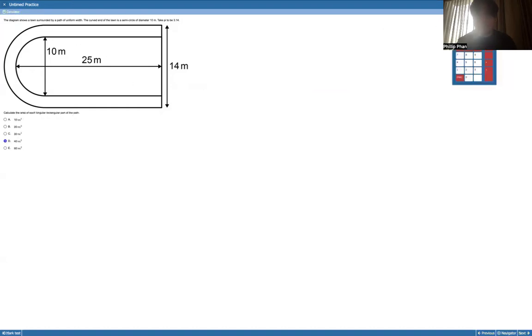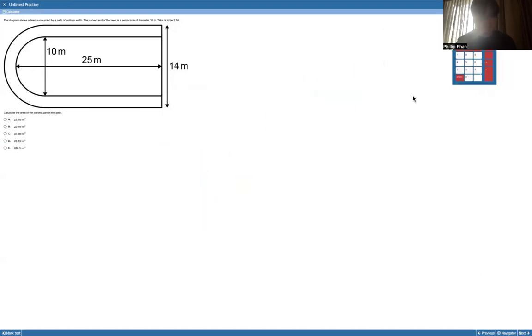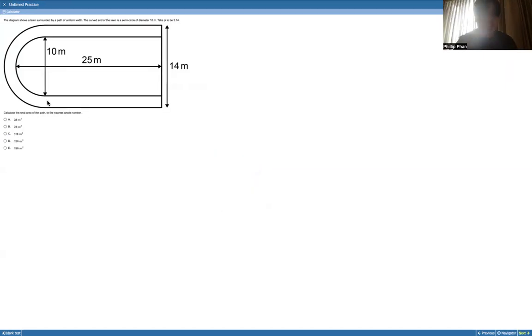So does it remember that? No, it does 39.25. So I already lost that. 39.25, 76.93 minus 39.25, 37.68. That's that one. Calculate the total area of the path. So we just have to add the 37.68 plus the 20s together, and then we can get 78 meters squared.